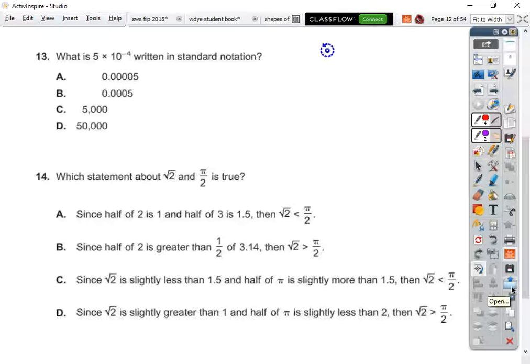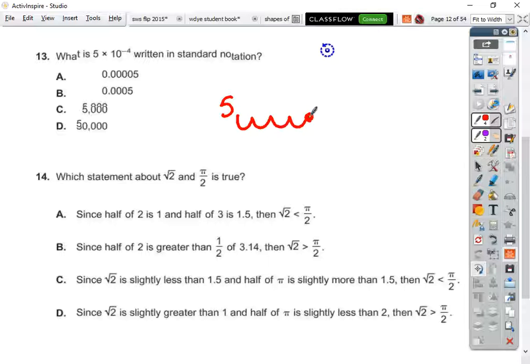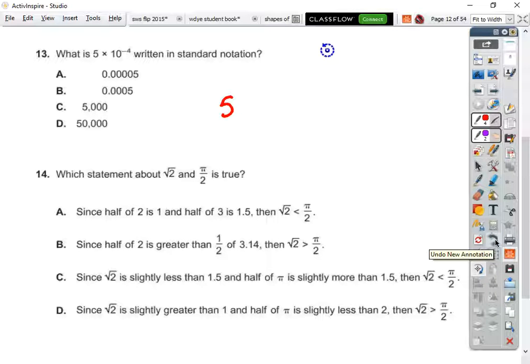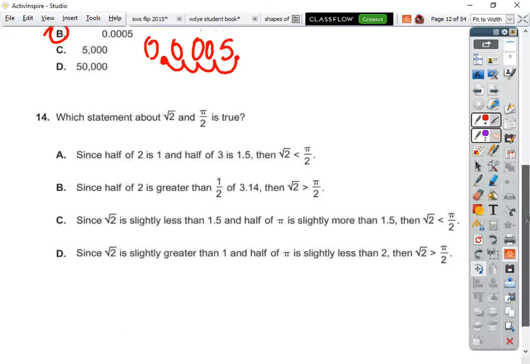13. Right, in standard notation. So we have 5 point, and we go 1, 2, 3, 4. Oh, I went the wrong way. That is embarrassing. So I know that my answer is going to be a smaller number because I have a negative exponent, which is going to create a decimal or a fraction, not a negative number. So we go over 1, 2, 3, 4. Put in my zeros. And so the answer is, we have 1, 2, 3, it is B. Good job, Anya. The third grader got it before the answer was revealed.